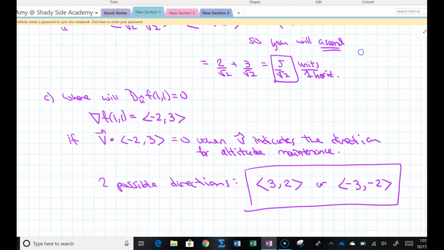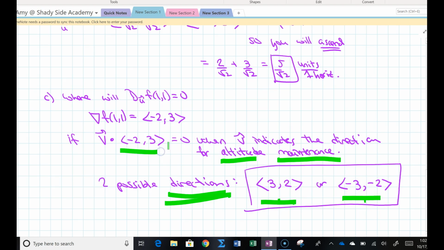Then part C is saying if you decide to maintain your altitude, maintaining altitude means your directional derivative in the direction you head in should equal 0. In what directions can you go? Well, we know del f at (1, 1) is <-2, 3>. If there's a vector such that v dot del f equals 0, then v indicates the direction for altitude maintenance. I just made that phrase up. That just means you're maintaining altitude, which means your change in altitude is 0. So there are two possible directions. Okay, there are infinite possible vectors, but here are my two directions, either this direction or this direction. Either of these dotted with del f will equal 0.